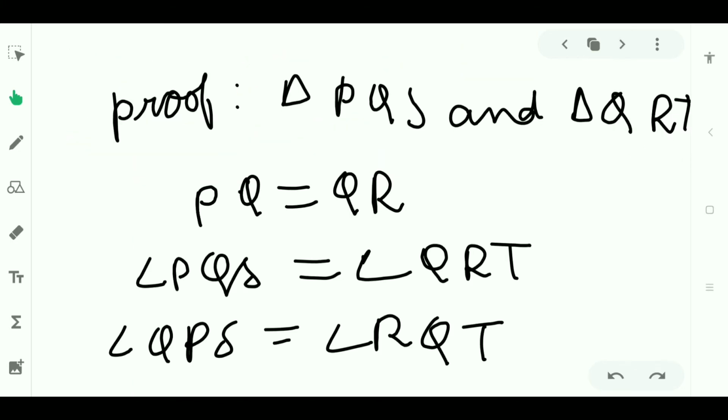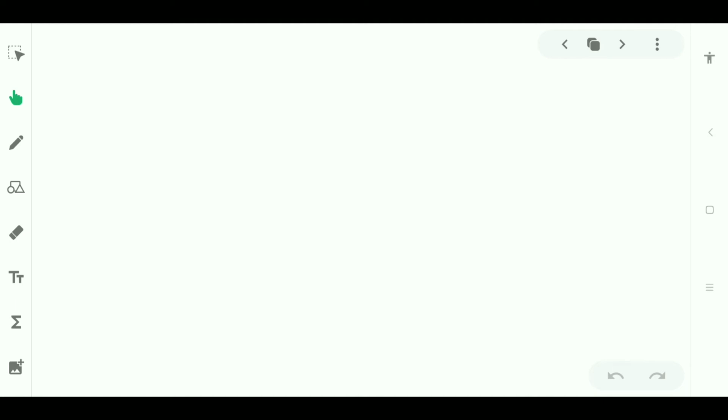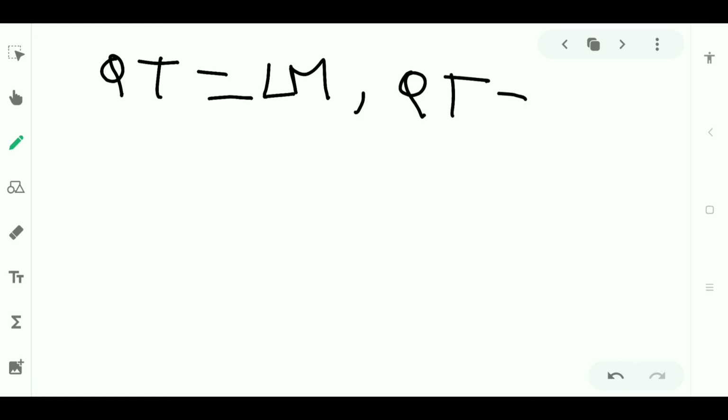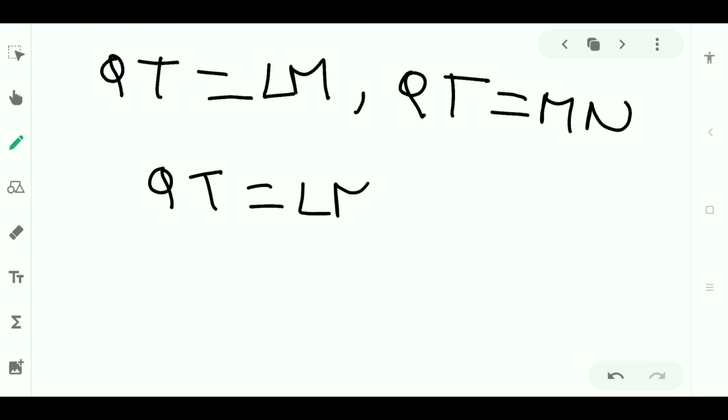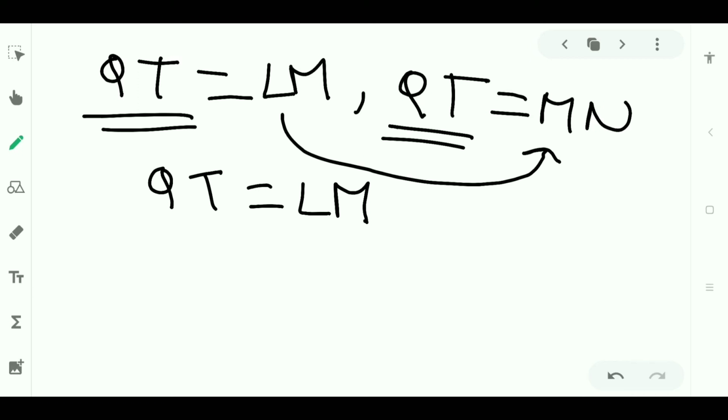Now QT is equal to LM and QT is also equal to MN. Here we have two common parts, so I can equate these two also, which is equal to MN.